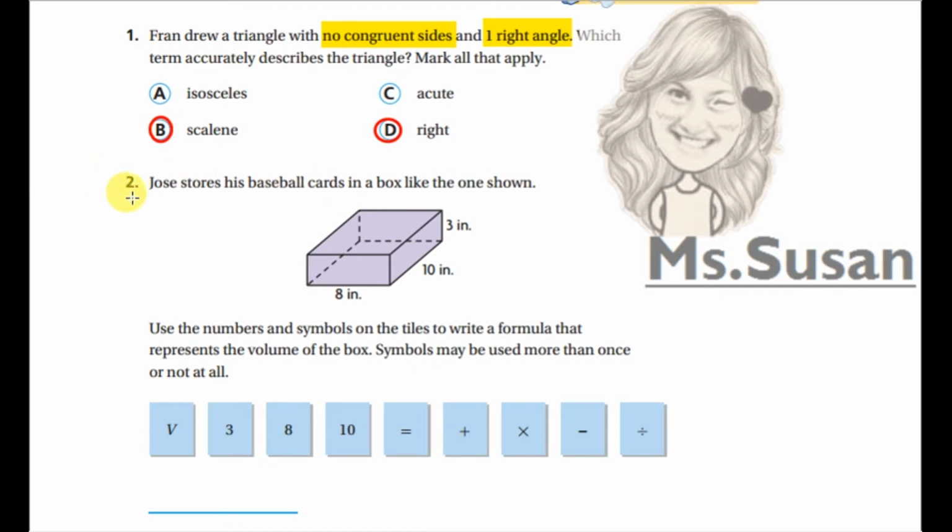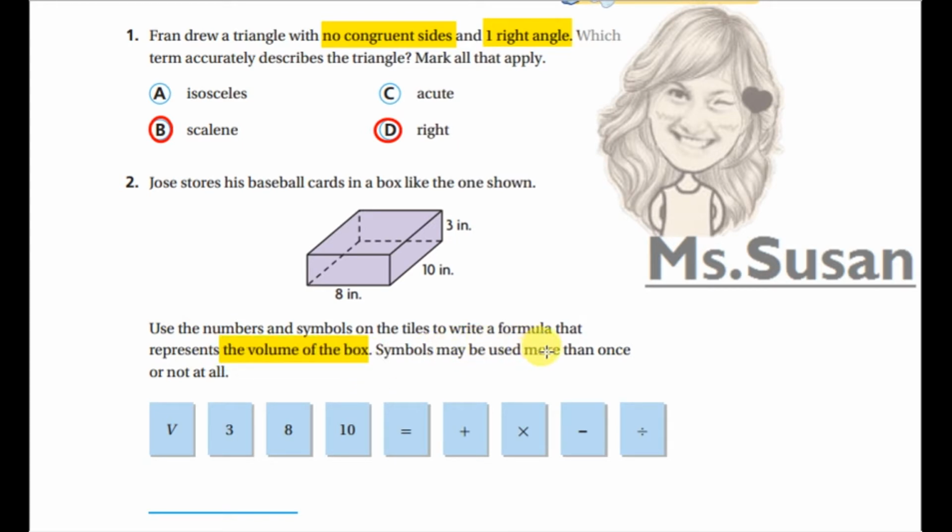So let's read number 2. Joe stores his baseball cards in a box like the one shown. So this is the box. It says a prism, right? It's a rectangular prism. Use the numbers and symbols on the tiles to write a formula, and we said the formula is a standardized rule. So he wants me to write a rule that represents the volume of the box.